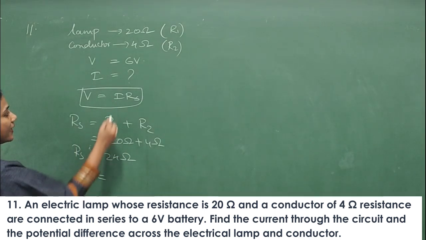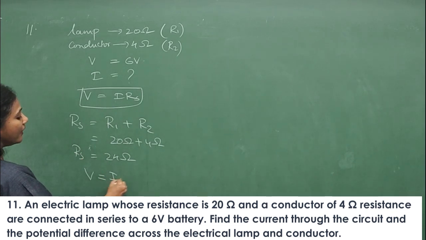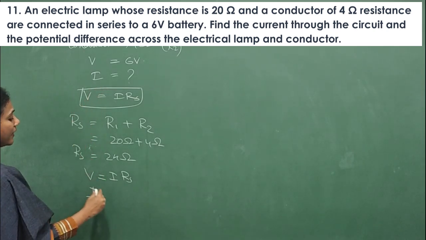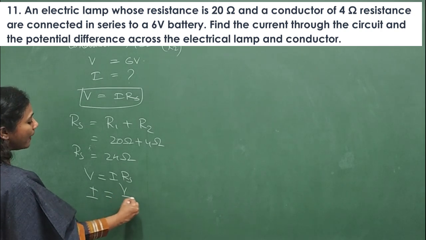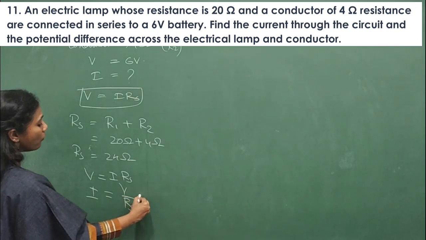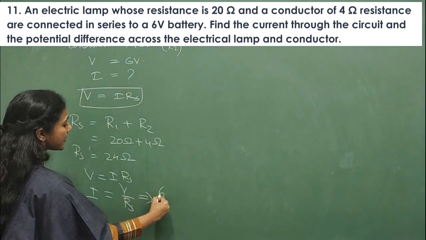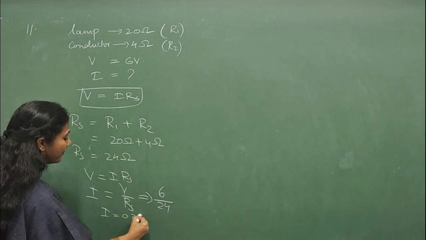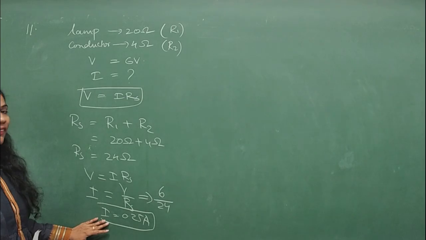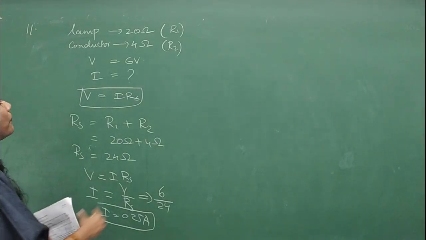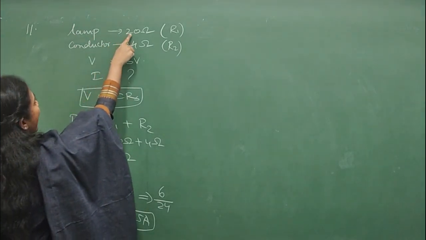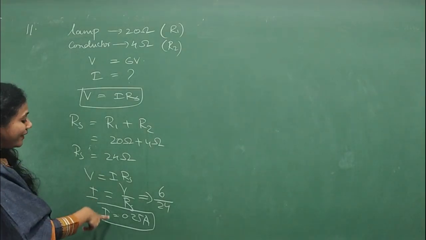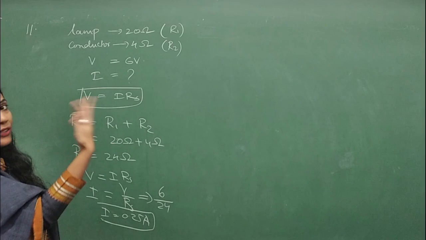So I can write V is equal to I into RS. What is our I? They asked you for the current I, isn't it? So I is equal to V by RS. How much do you get? Voltage is 6 divided by 24. So our I is 0.25 amperes. This much is our I value. Now we have to find the potential difference across the lamp and across the conductor. We all know in a series our current remains constant but potential difference varies, isn't it?